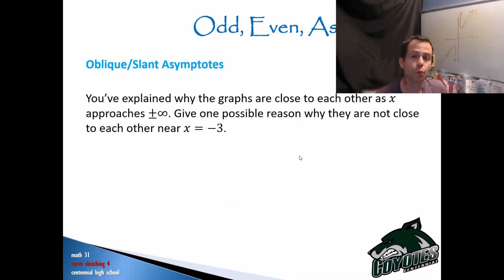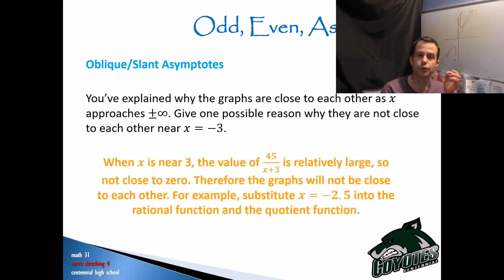You've explained why the graphs are close to each other as x approaches plus or minus infinity. Give one possible reason why they are not close to each other near x equals negative 3. Well, really, it's because that remainder fraction is having more of an effect, okay? So when x is near negative 3, the value of 45 over x plus 3 is relatively large, so it's not close to 0, which means it's having an effect on the graph. Therefore, the graphs will not be close to each other.